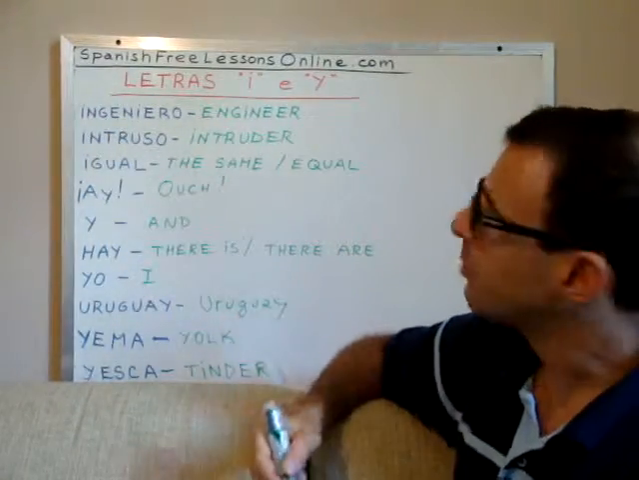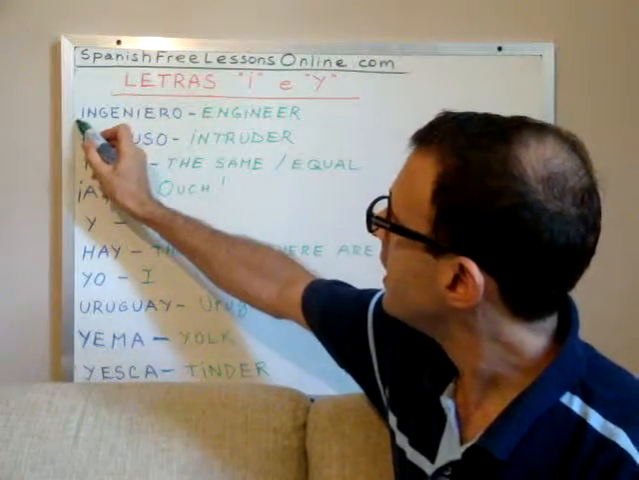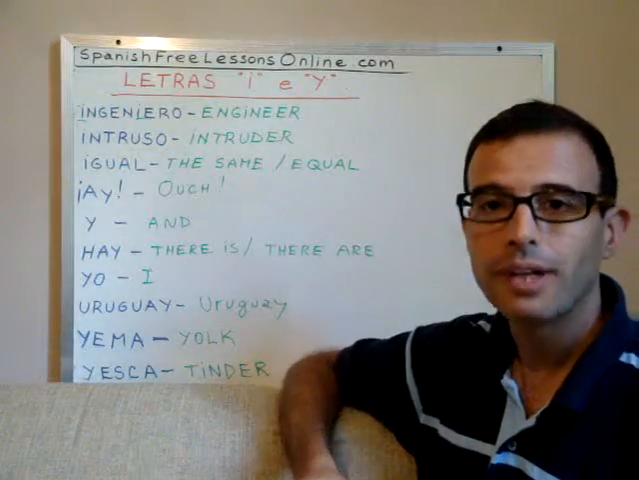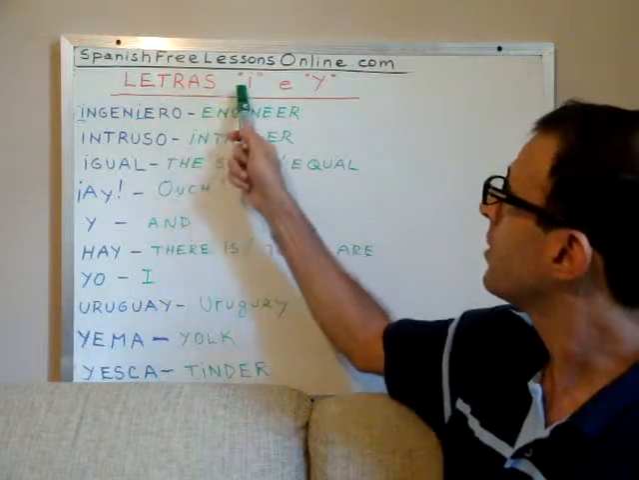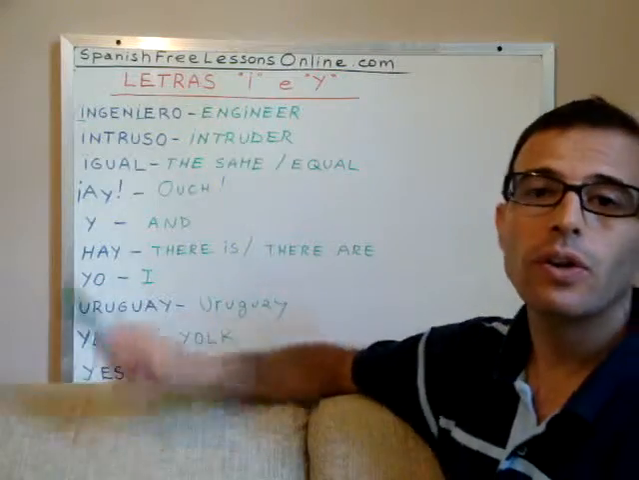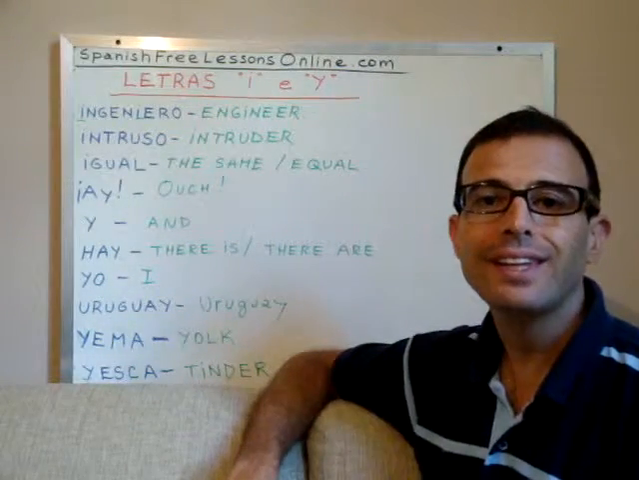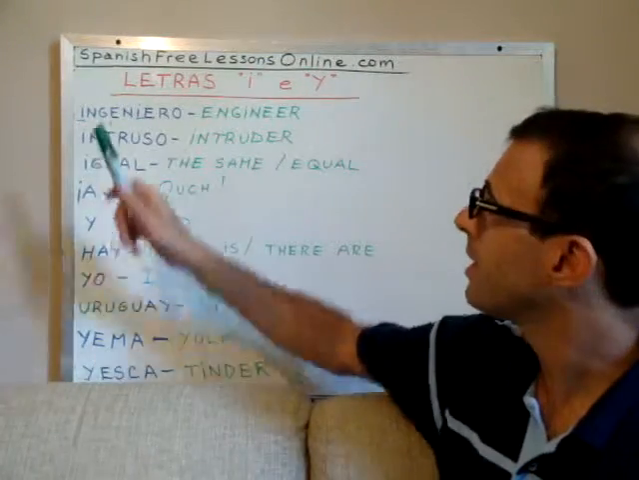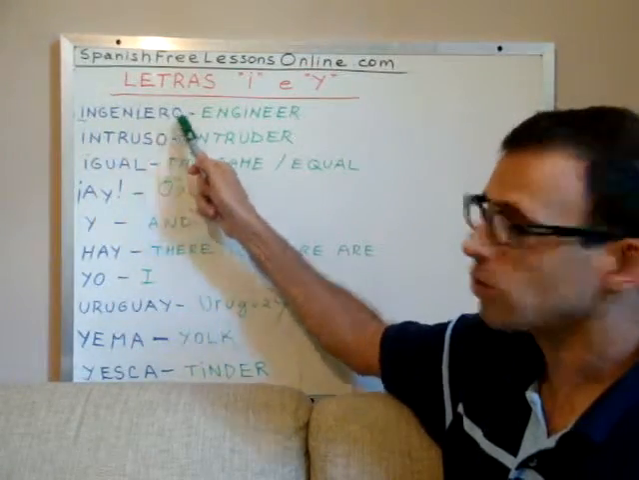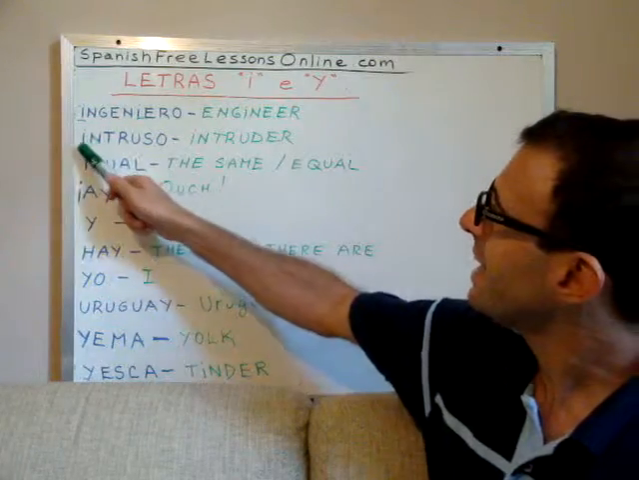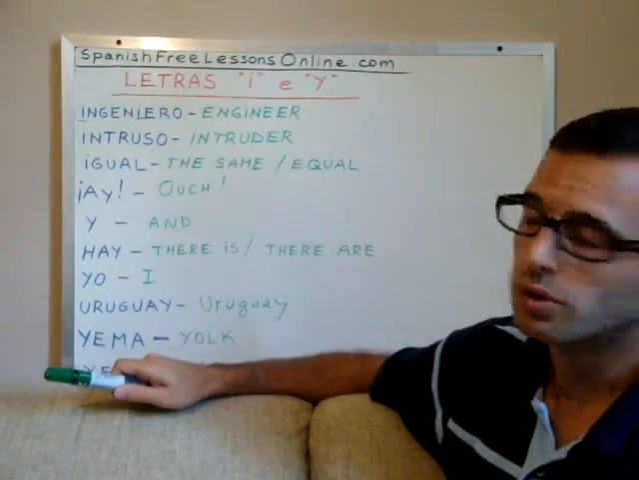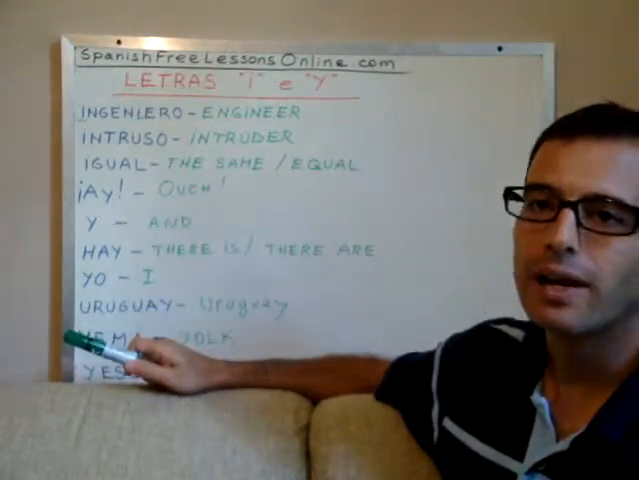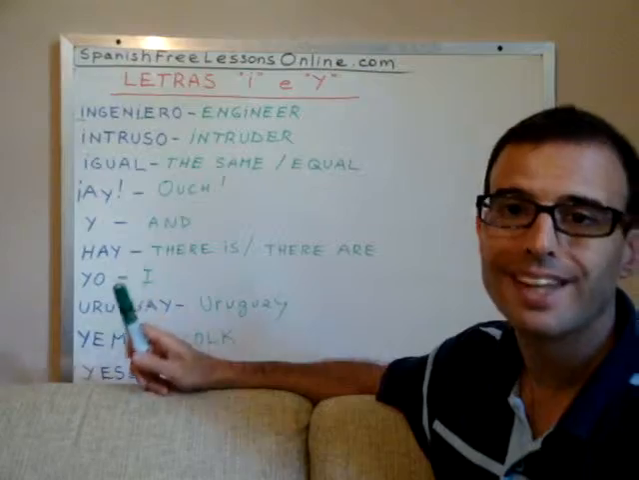Ingeniero, okay? Here we can see how the I Latina is pronounced like just I, okay? This is very easy. The I Latina is always pronounced I, right? There is no exception. It's always pronounced the same. Ingeniero. Intruso, for intruder. Intruso. Igual, for the same or equal. Igual.